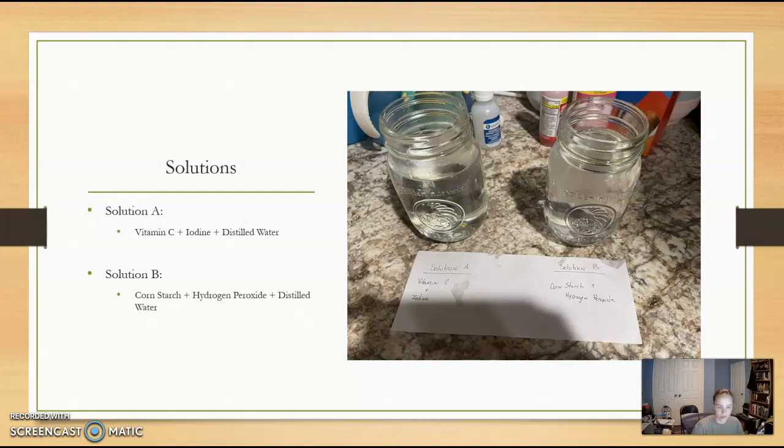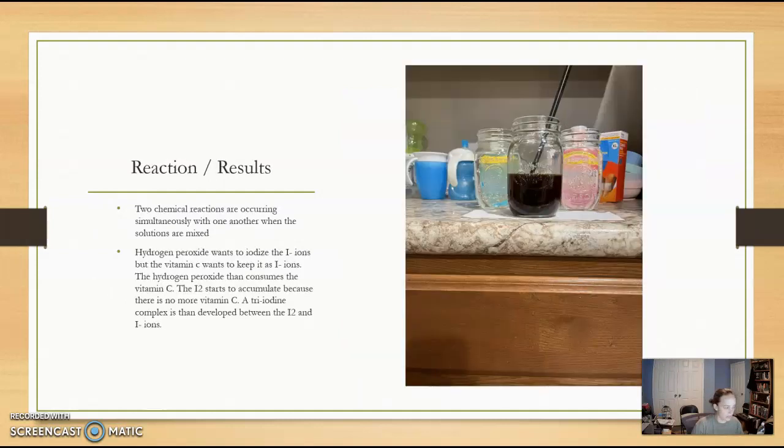Solution B was cornstarch and hydrogen peroxide. Again, with the cornstarch, I used coffee filters in order to get the excess cornstarch that did not dissolve with the distilled water, just to make it a little less cloudy. So those are the two solutions that we used for this project.